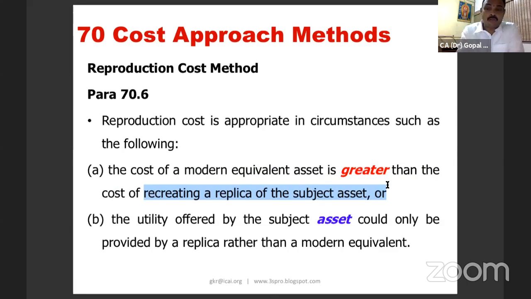Now, where can you use a reproduction cost approach? Can I use it in software? Can I use it in telecom? Can I use it in an intangible asset? Definitely, for an intangible asset you cannot use reproduction cost. It will only be replacement cost. Where you can use reproduction cost, I'll give an example, because it is current cost. Example: the Taj Mahal. It is current cost.